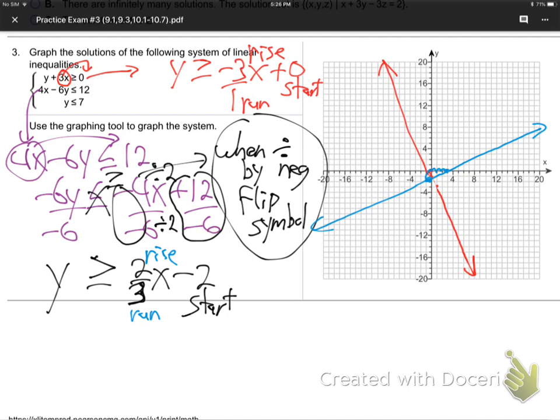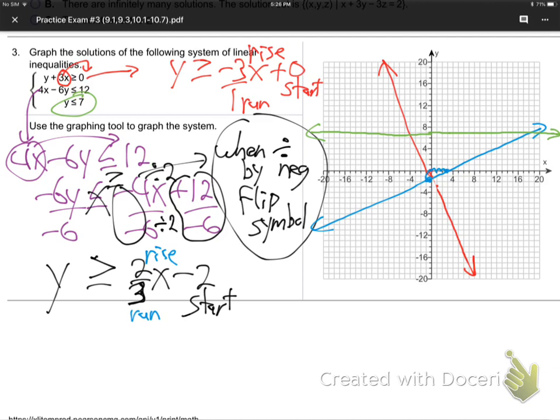And now the third one, this is just y hitting at 7. So it hits the y-axis right at 7, goes right through the y-axis at 7. Okay, let's graph the three of them now.